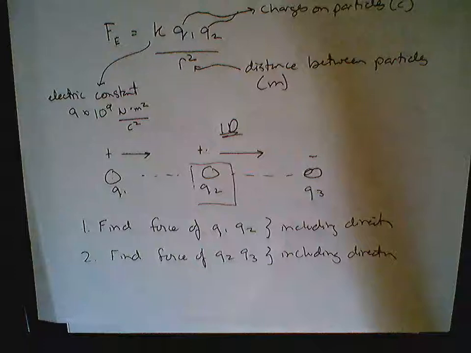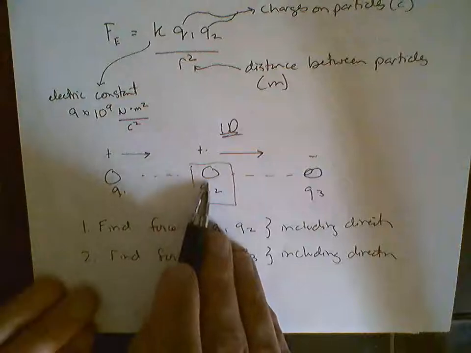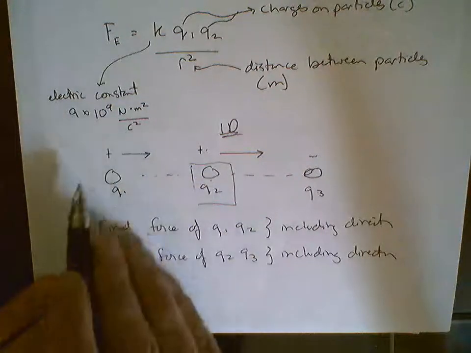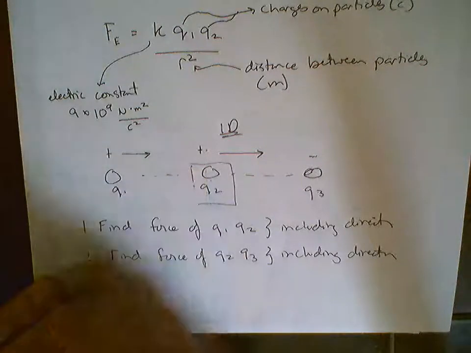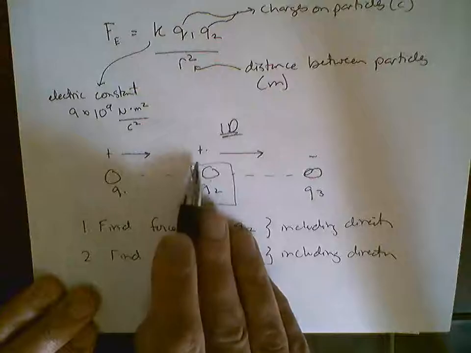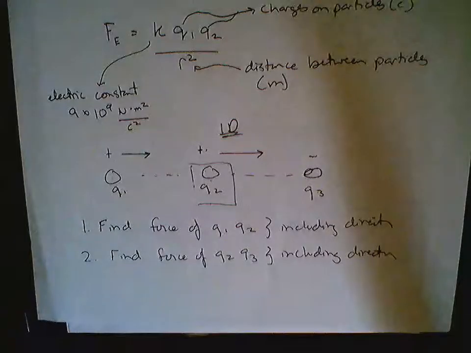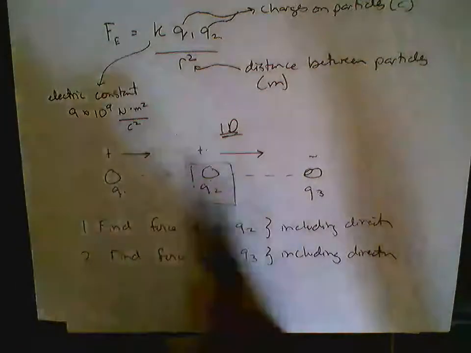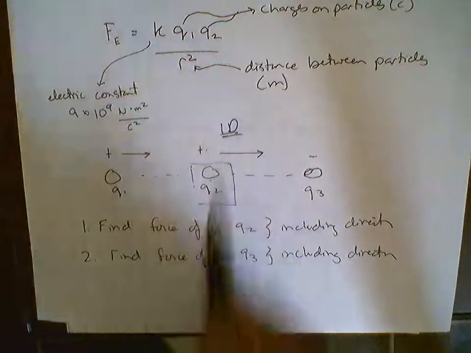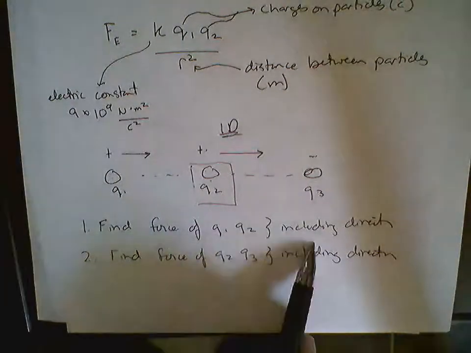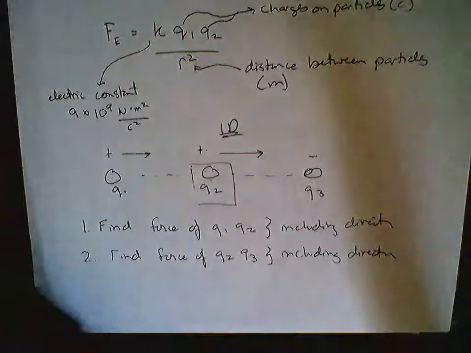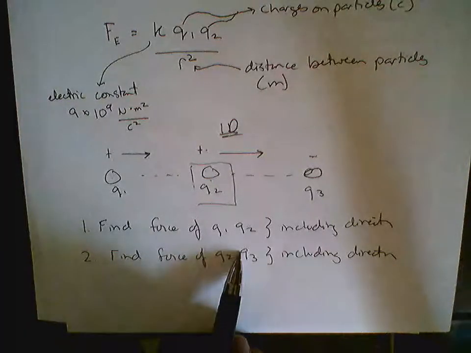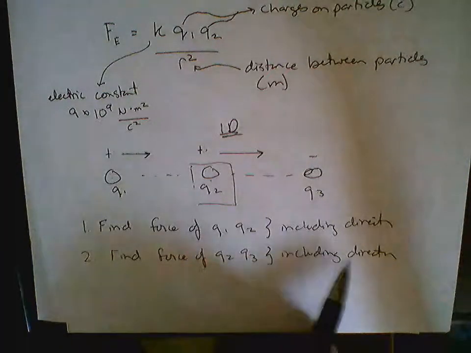You're going to have two sets of things you're going to have to look at in these types of problems. You focus on what the particle is that we're examining, and then we focus on the other particles with that particle. So it's going to be Q1 and Q2, and it's going to be Q3 and Q2. Those are the two calculations you're going to do. So you're going to use the formula up here. You're going to find the force of Q1 on Q2, including direction. We already said it's pushing this to the right. Then you're going to find the force of Q3 on Q2 and the direction.